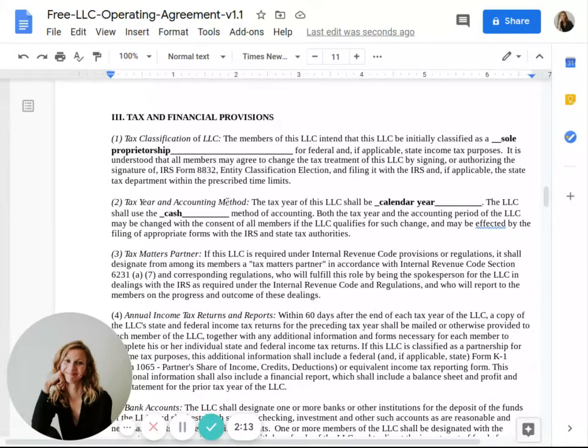Tax year and accounting method. The tax year is the calendar year. And the method of accounting is cash.